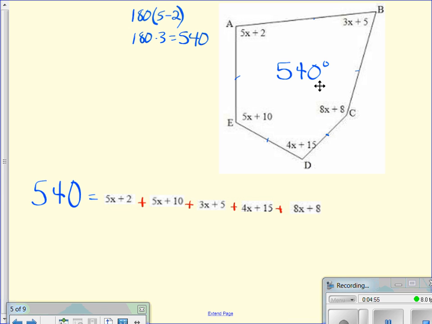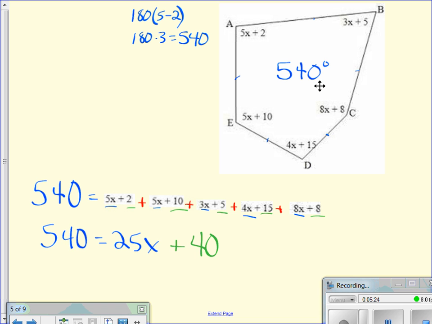Now, instead of subtracting everything straight over, I need to combine like terms. So I combine the 5x, the 5x, the 3x, the 4x, and the 8x to get a total of 25x. All right? I add all those things up. My other like terms are just the constants: 8, 15, 5, 10, and 2. I add all of those up, and I get 40.